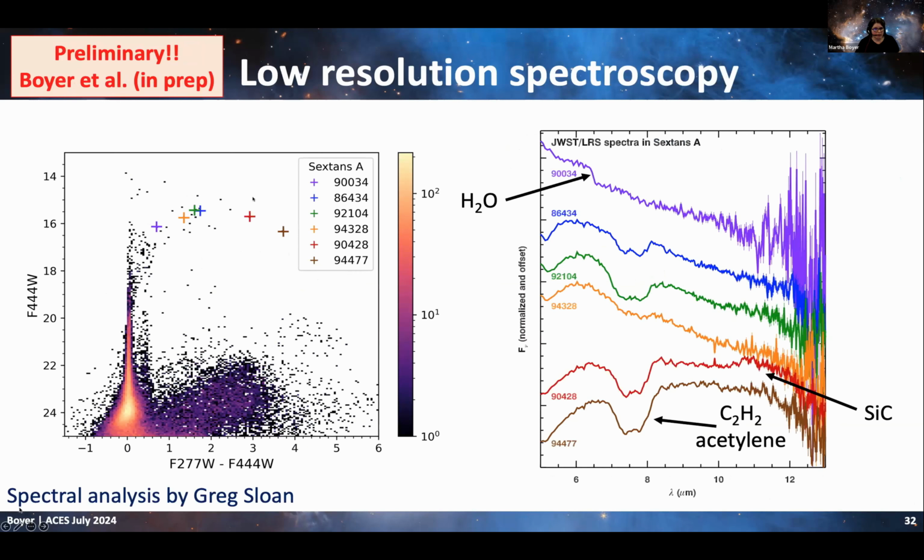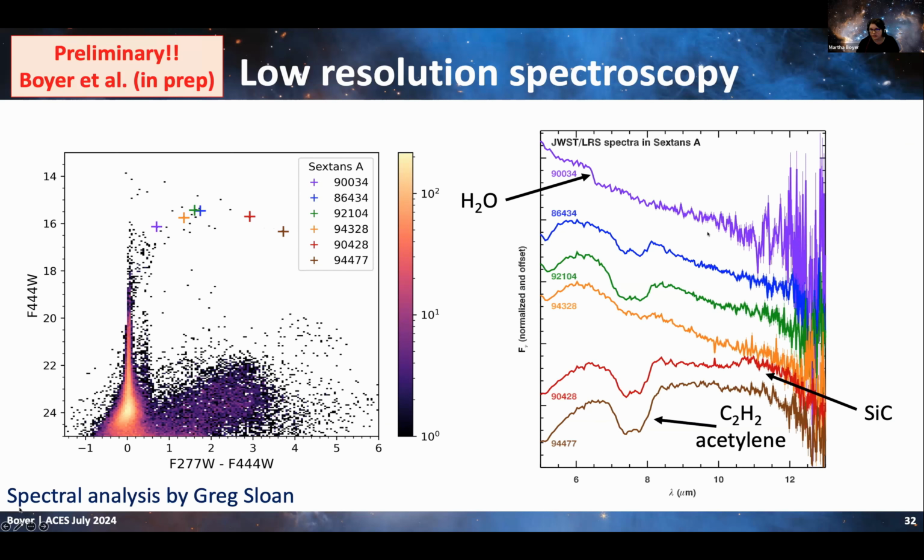But we also have low resolution spectroscopy in this galaxy, and just 6 stars. Because this is a little bit expensive, we could only do a handful of stars. And these are the 6 that we picked. They're all very bright and all very dusty. They were selected based on their Spitzer colors. And here's the spectra over here on the right.